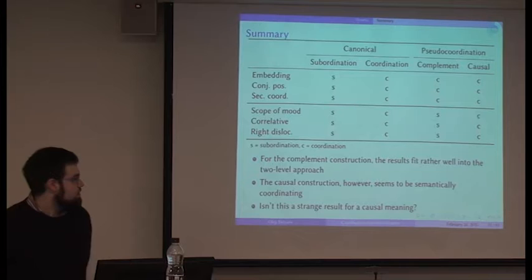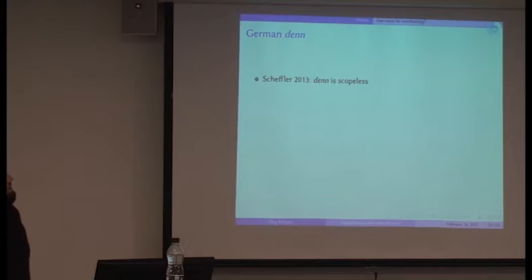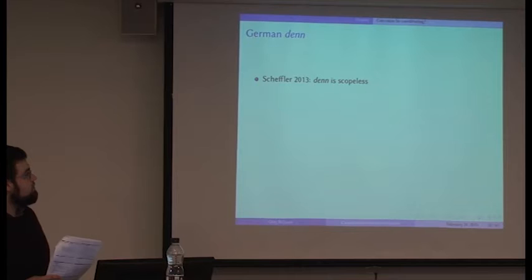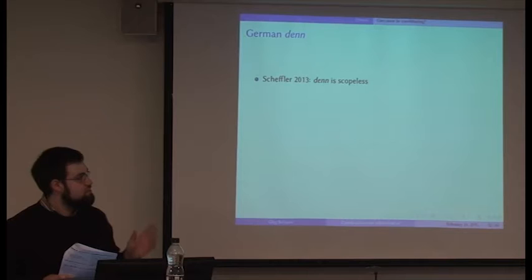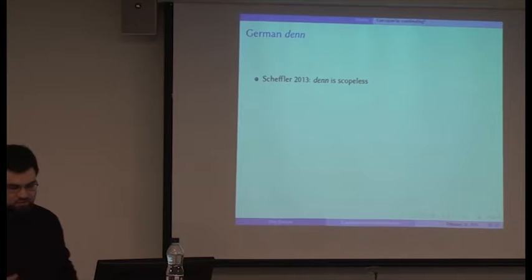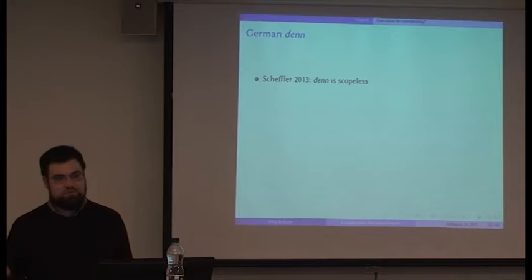Generally, we can say yes, but fortunately, there have been certain attempts to show that certain languages actually do have two types of causal clauses, one of which is closer to coordination. And a good example is German denn. So some of you may know that German has two main causal constructions, weil and denn, and they're distinguished in terms of word order in the subordinate clause. So denn has main clause word order, verb second, whereas weil has subordinate clause word order, verb final.